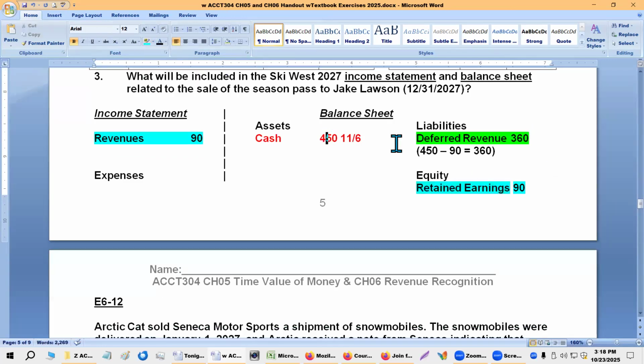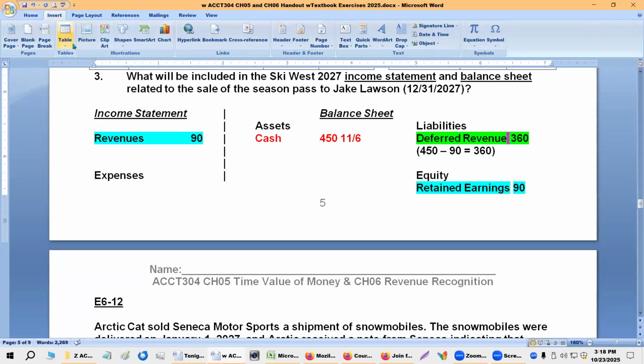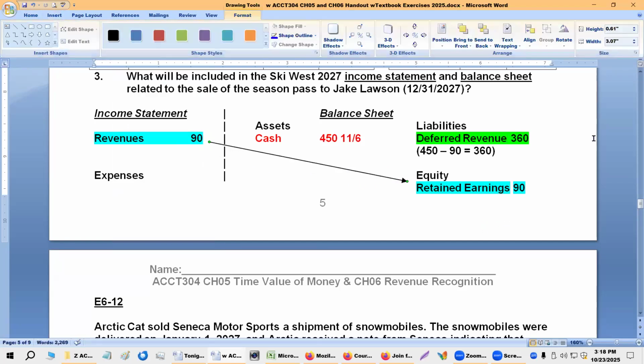We have 450 cash. We have deferred revenues of 360. We still owe. The owners have earned 90 of it, and so this is why everything balances. Okay, I'll put another arrow in there. Any question on that?